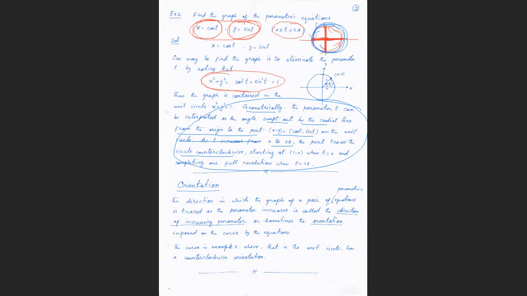So the next definition is orientation. Orientation, direction, trace, trajectory, movement, motion all have the same meaning. So what we studied before.